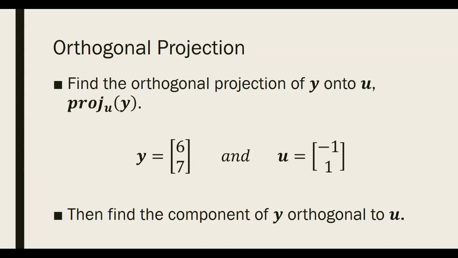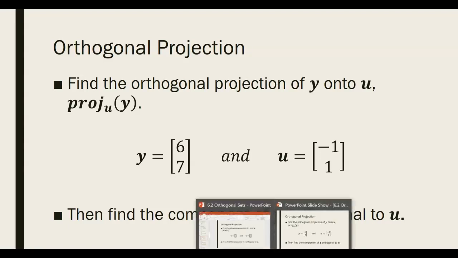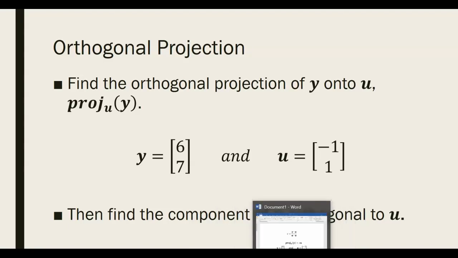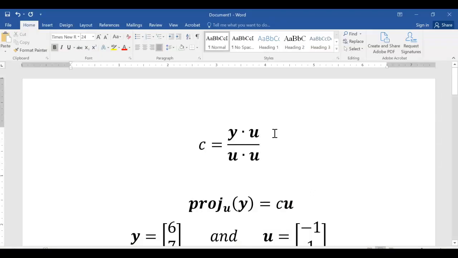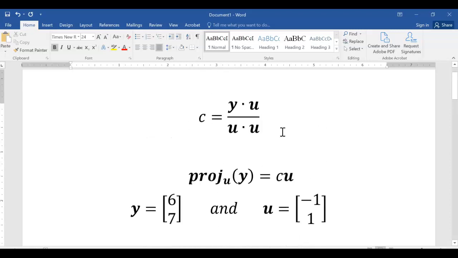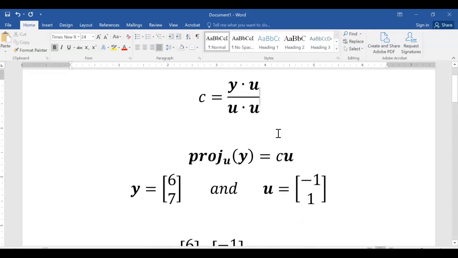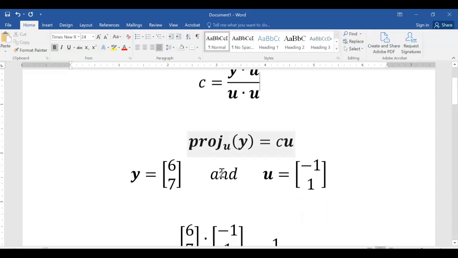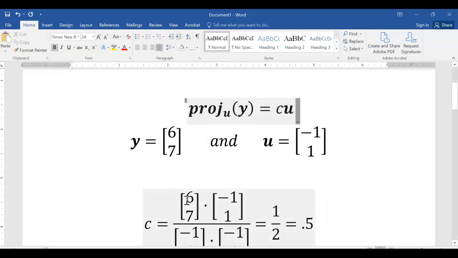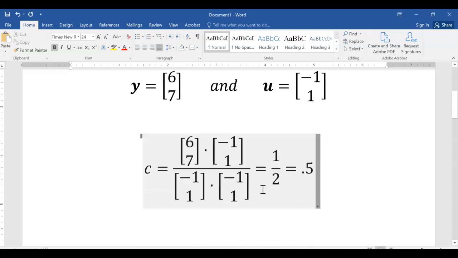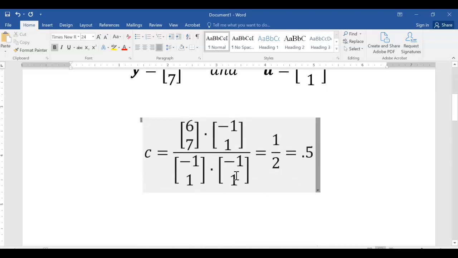All right, so let's go into calculation of that. Hopefully you did that on your own. If you didn't, obviously push pause and go calculate it. So what I'm going to do is project y onto u. I'm going to take an inner product of y and u. My y is 6, 7. My u is negative 1, 1. So inner product of y and u divided by inner product of u and u.